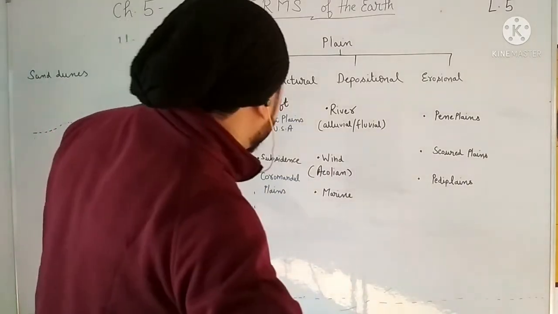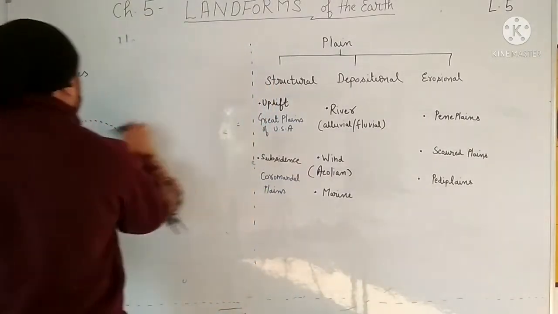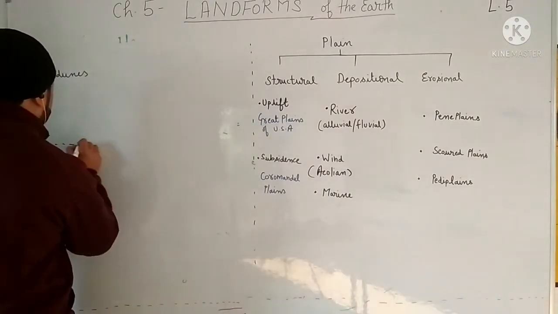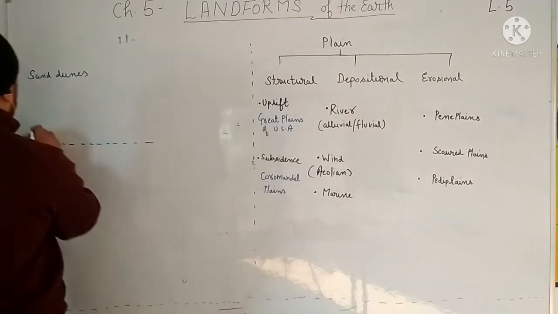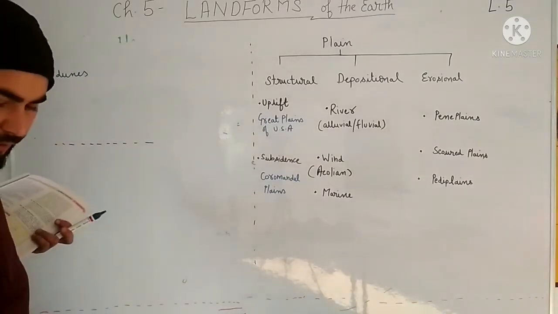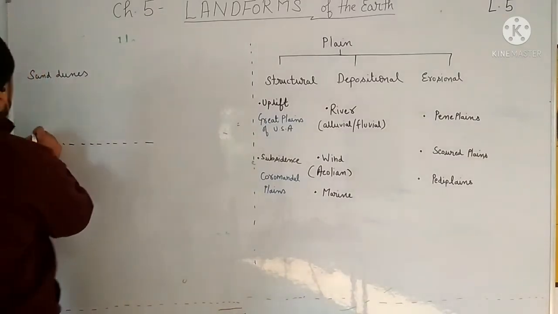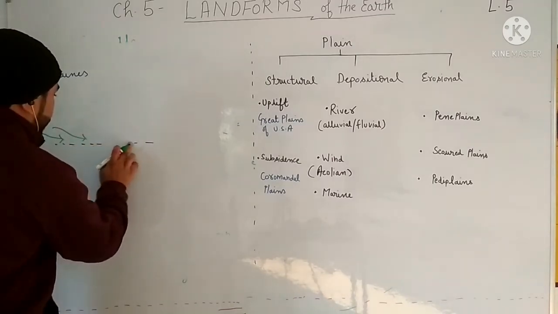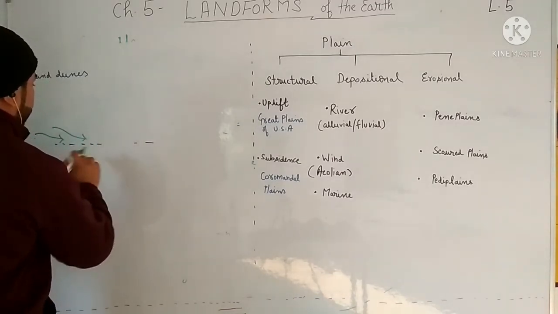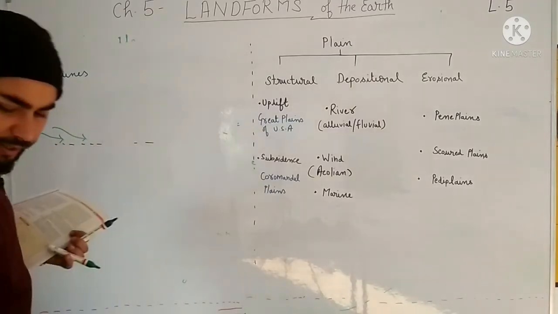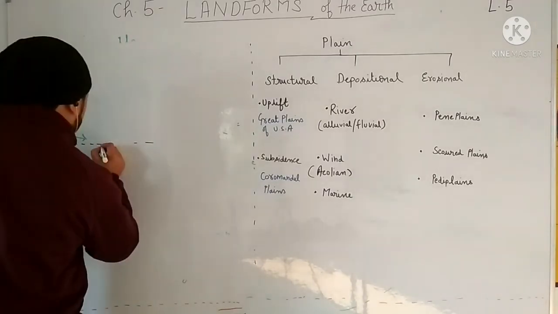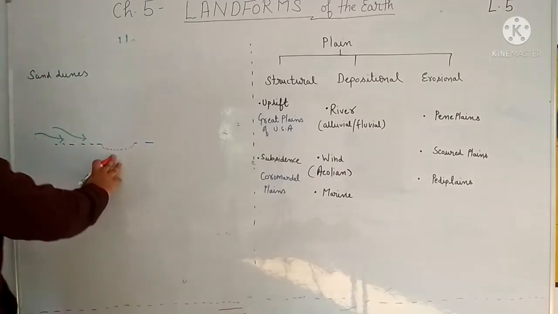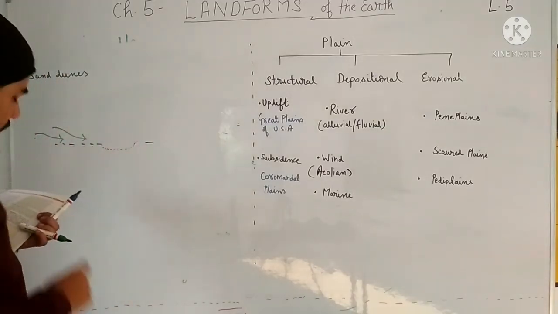And then another thing is what? Hollows. Suppose this was the surface in the desert, and because of the blowing of wind, if this much area is getting lowered by this much, like this, then this is called hollows.